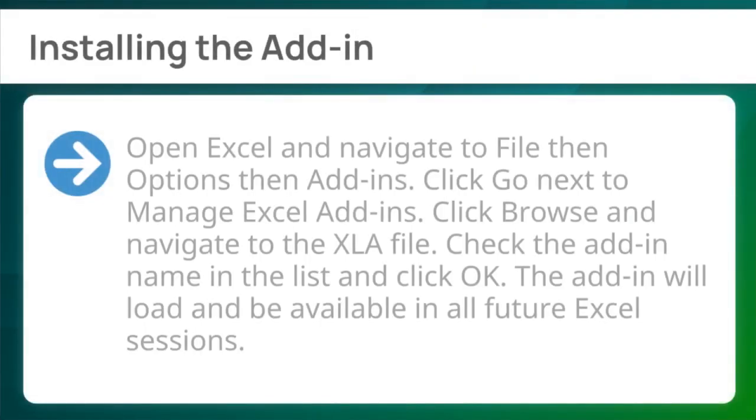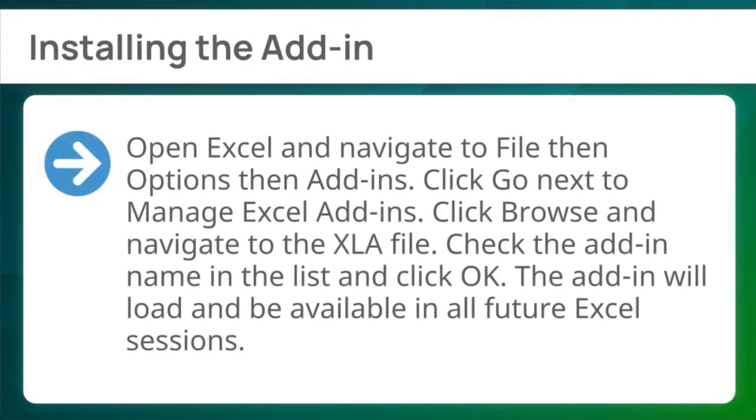First, installing the add-in. Open Excel and navigate to File, then Options, then Add-ins. Click Go next to Manage Excel Add-ins. Click Browse and navigate to the XLA file. Check the add-in name in the list and click OK. The add-in will load and be available in all future Excel sessions.